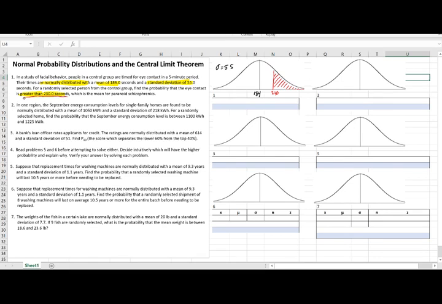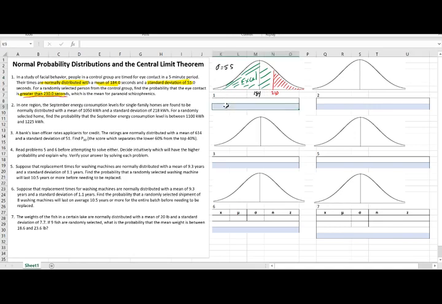Now, Excel cannot give you that red shaded area. Excel could only work with area to the left. So Excel could give you this green area. If we want that red area, well, we know that this is a probability density curve used for continuous probability distribution. So the green area plus the red area has to add up to 1, so we could use the rule of complements. So the red area should equal 1 minus the green area.